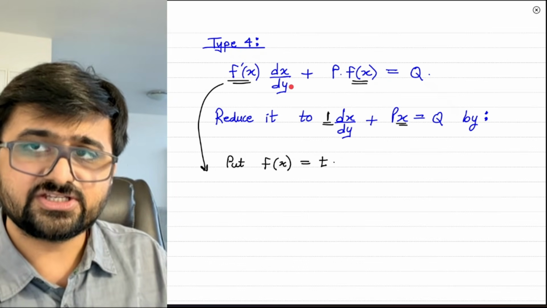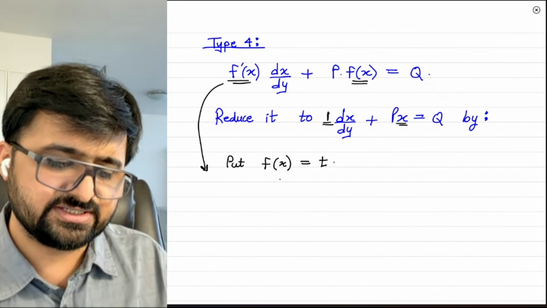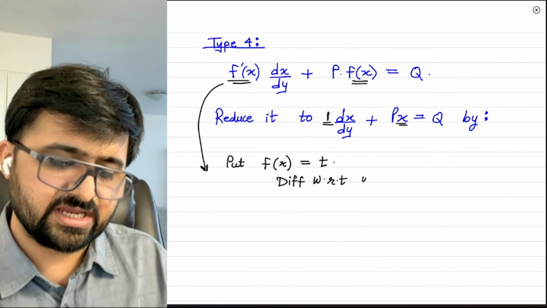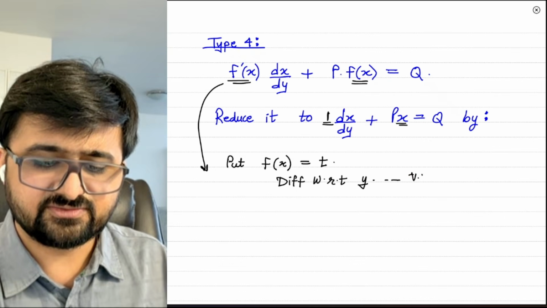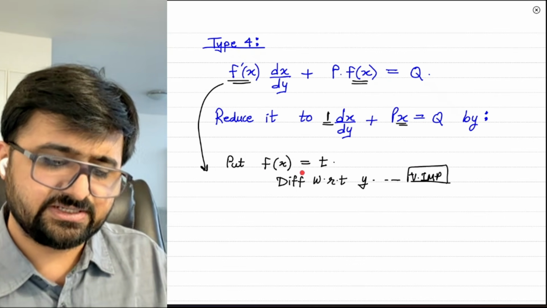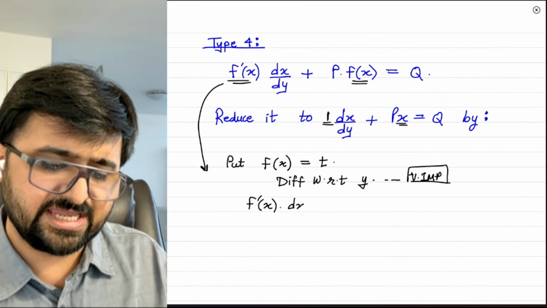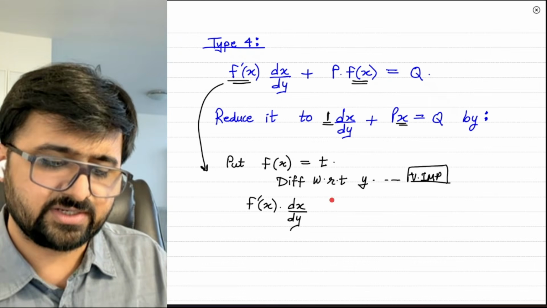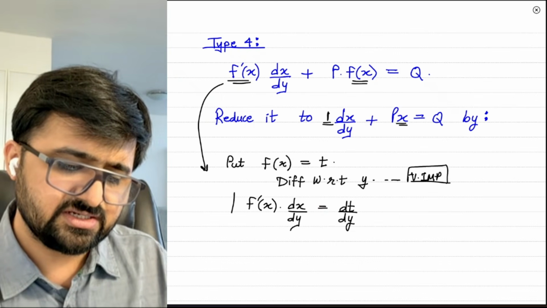Remember that now we are differentiating with respect to y, because we want dx by dy. So we'll differentiate this with respect to y. This is a very important step, and I have seen students make mistakes here. Note this. If you differentiate f(x) with respect to y, the derivative is f dash of x into dx by dy, by chain rule. That is equal to dt by dy.